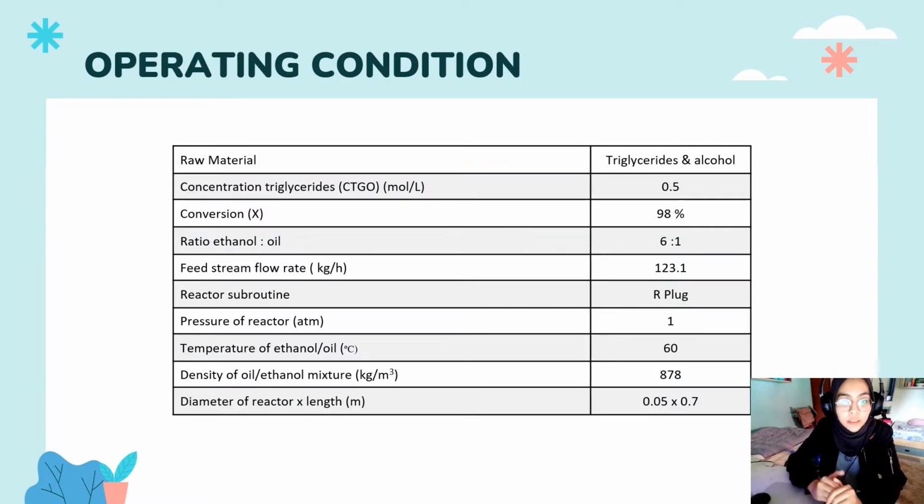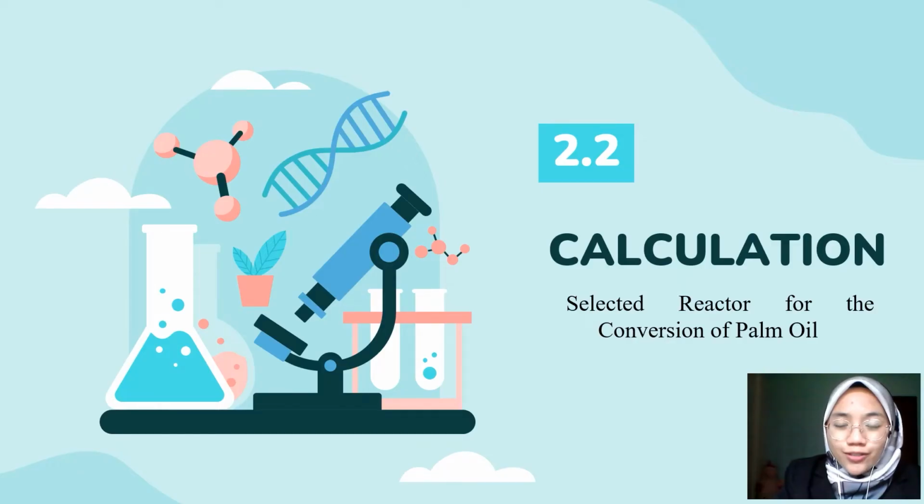This is the operating condition that we use when we want to design our process flow diagram by using the Symmetry software. We can see that these are the parameters that we found through our research and literature review. So let's go to the calculation part to know whether our design has high conversion and high performance of the reaction.